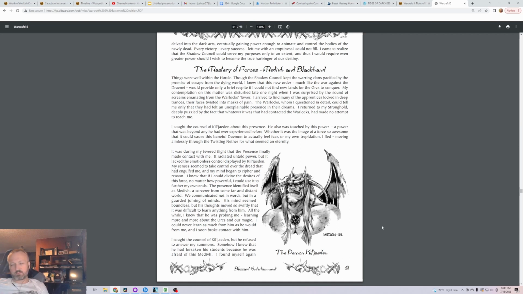There's the first picture of the demon Kil'jaeden. They've definitely changed that a lot. The Mastery of Forces, Medivh and Blackhand.